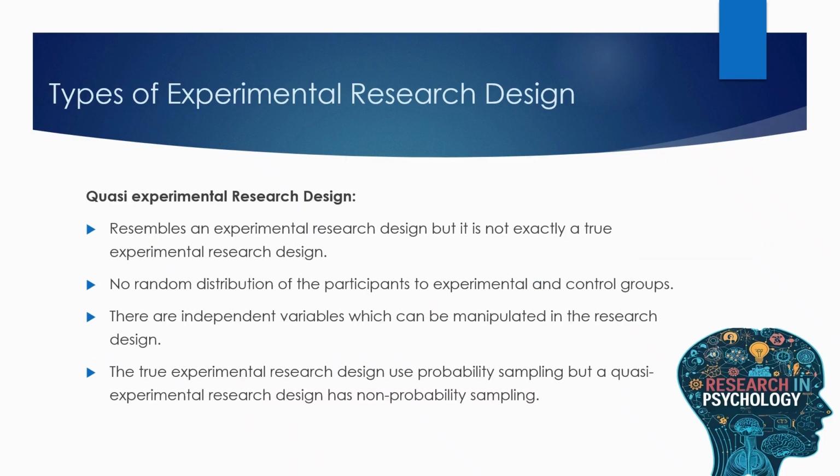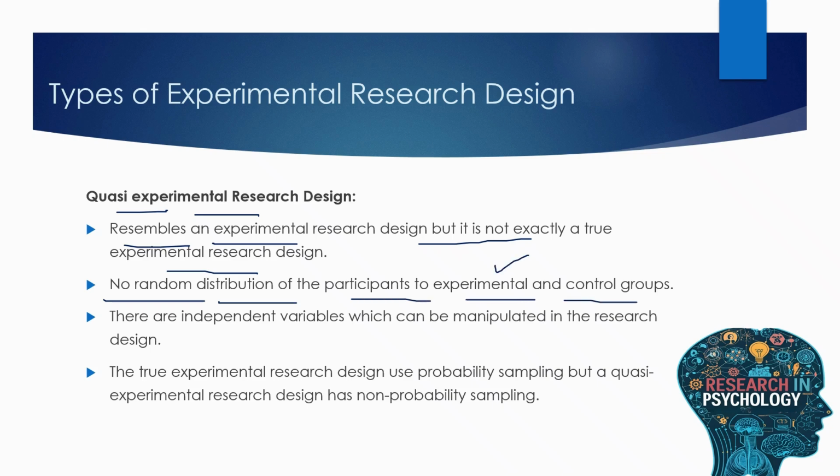Next, we have the third type, that is quasi-experimental research design. So this resembles a true experimental research design, but it is not exactly a true experimental research design. How is it different? Main difference, there is no random distribution of participants to experimental and control groups. So there is an experimental group and there is a control group, but there is no random distribution of the participants to these groups. There is an independent variable which can be manipulated in the research design.